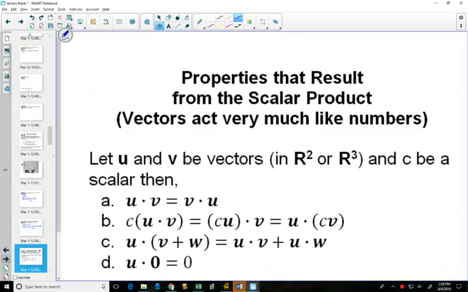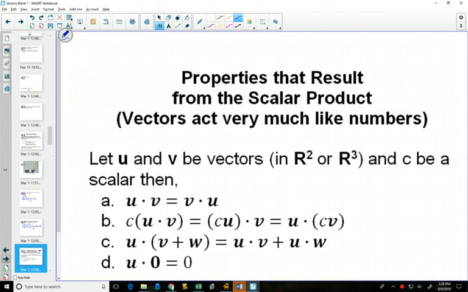Here, the dot product in one direction is the same as the dot product in the other direction, which, if you think what's happening, makes sense, because you're multiplying corresponding components, and you know that multiplication doesn't matter the order, so the dot product doesn't matter the order as well. If you have a scalar multiple out in front, you could do the dot product first and then multiply by c. Or you could multiply c by one of the vectors first and then do the dot product, or c by the other vector first and then do the dot product.